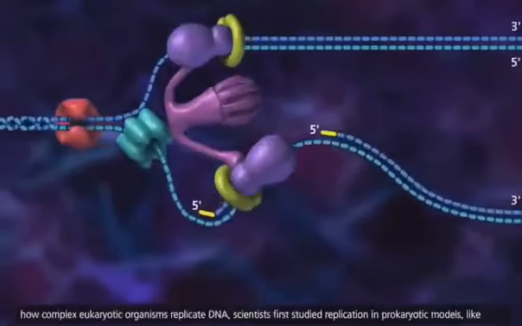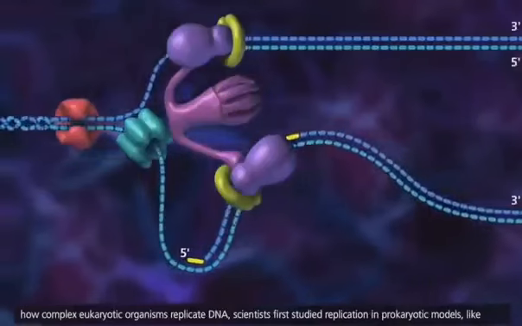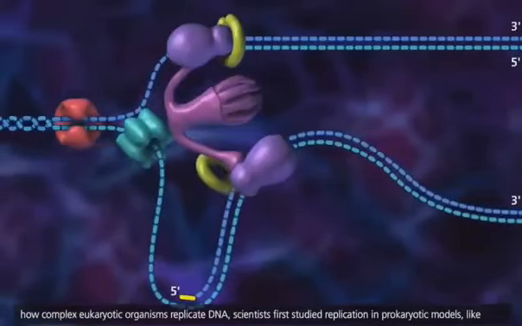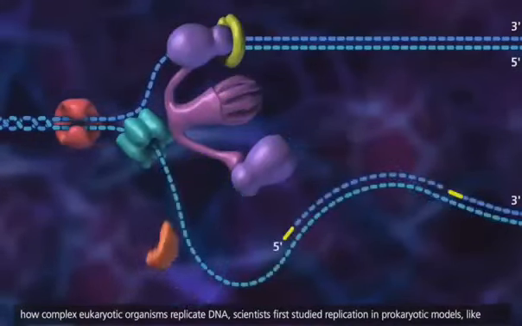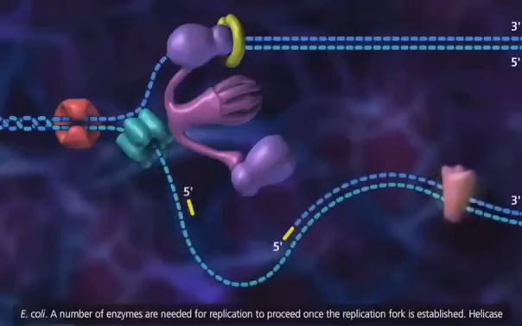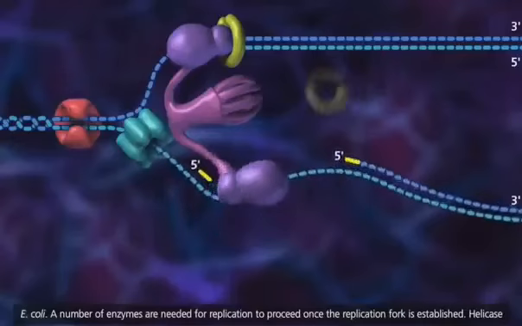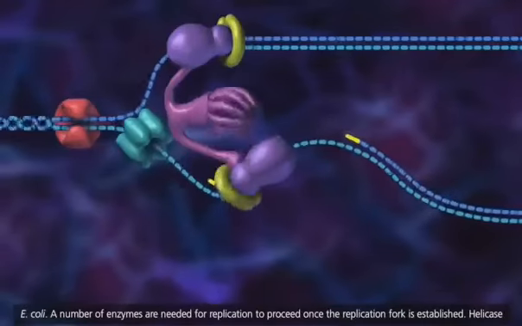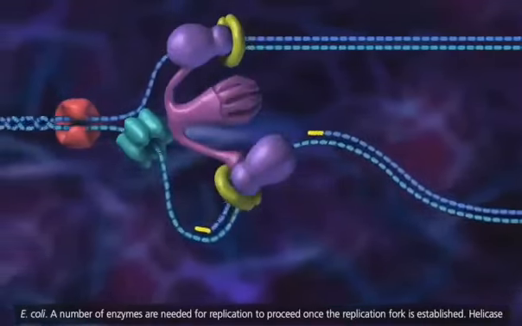In order to understand how complex eukaryotic organisms replicate DNA, scientists first studied replication in prokaryotic models like E. coli. A number of enzymes are needed for replication to proceed once the replication fork is established.